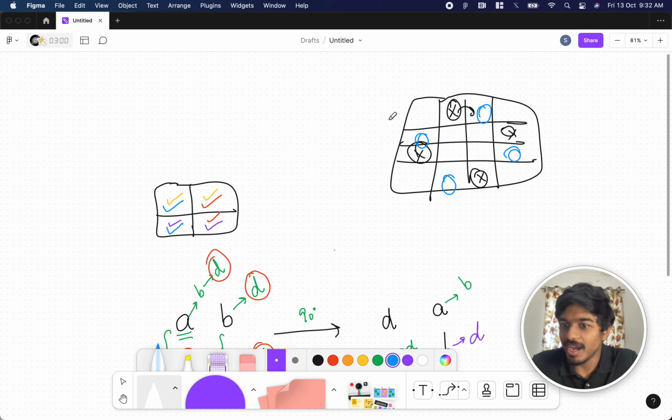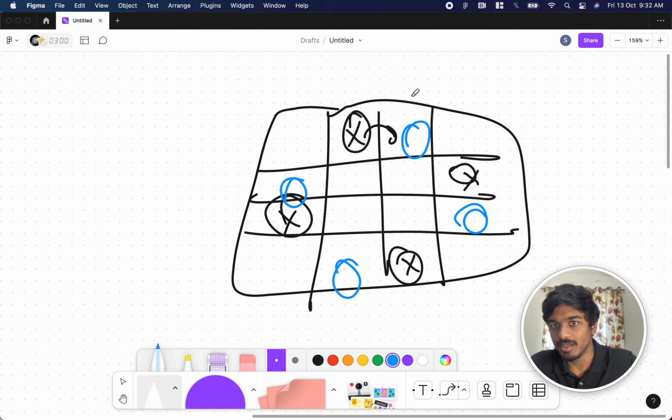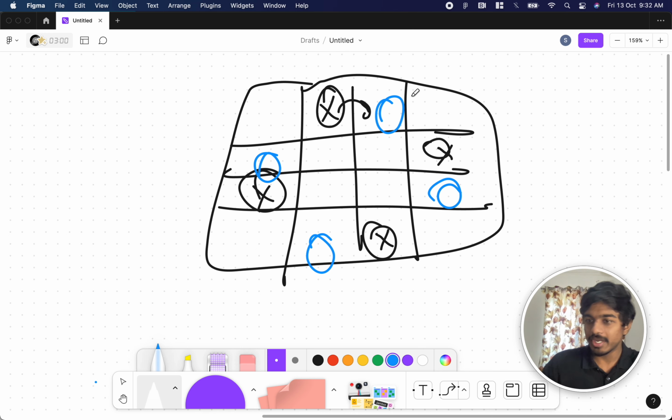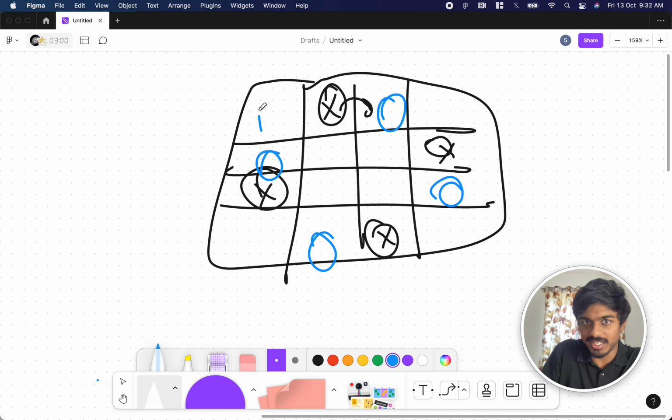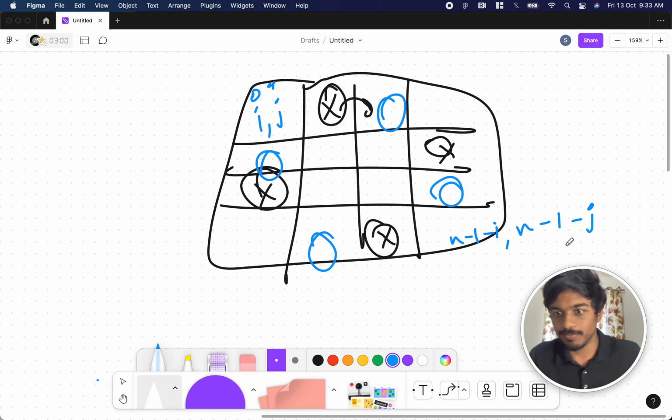Now the very hard thing is the implementation part. How do you rotate a matrix? Rotating a matrix is a very common problem in any programming or DSA practice. If this is i, j, we very well know that this is n minus 1 and n minus 1, right? If this is 0, 0, this is this. So it should be n minus 1 and this is n minus j.